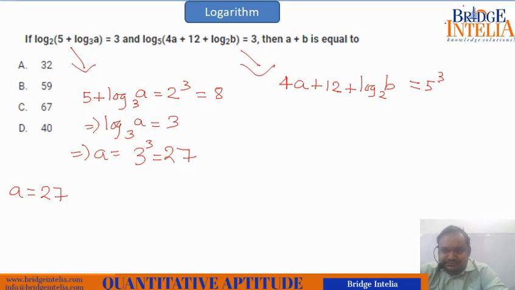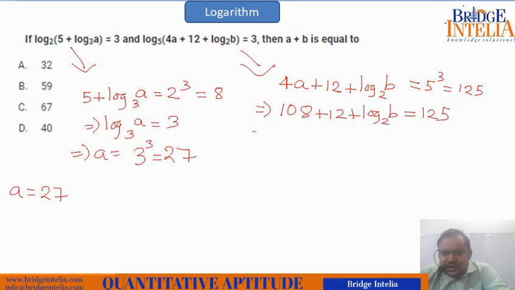That means it must be equal to 125. Now a has already come out to be 27. So 4a is what? 108. So 108 plus 12 plus log b to the base 2 must be equal to 125. So 108 plus 12 is what? 120. So from here it is very evident that log b to the base 2 is equal to what? 5. So from here b comes out to be 2 to the power 5, or else 32.